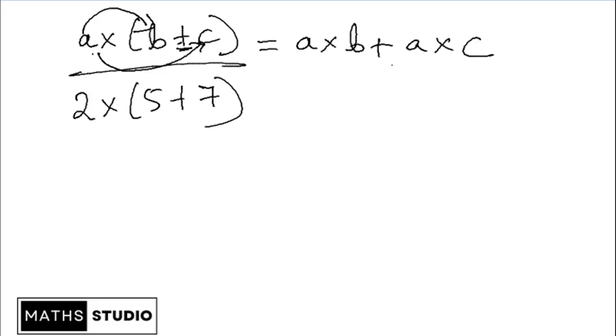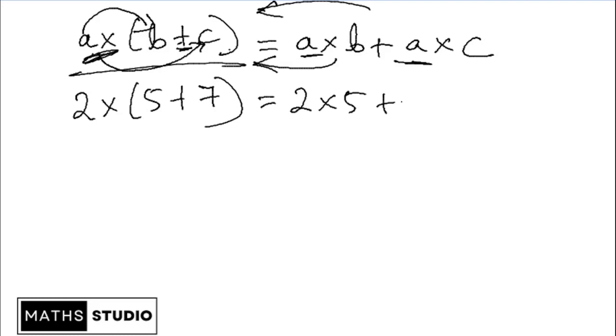And the reverse is also true. If there is something common between both of them, A can be taken as common and we can write B plus C. So here, let us see, 2 into 5 plus 2 into 7. That would be 10 plus 14.